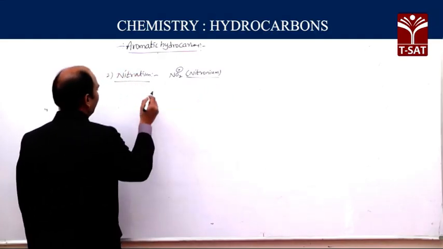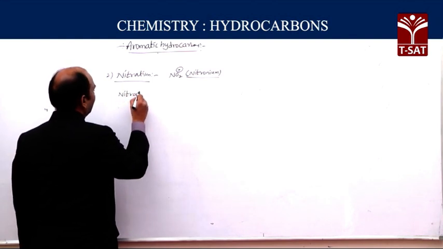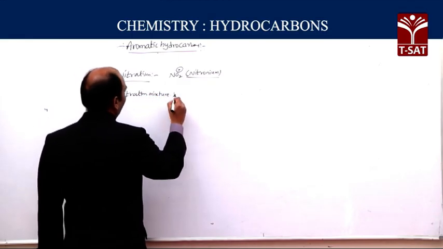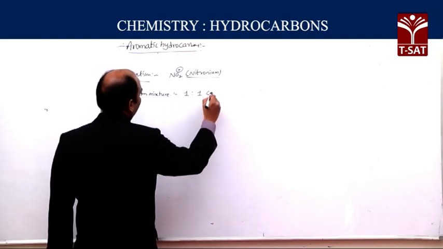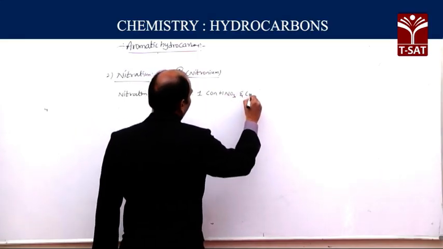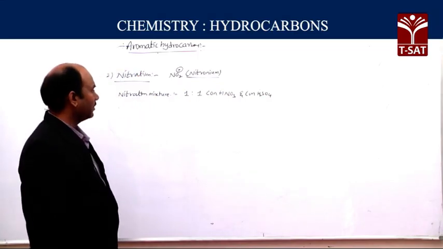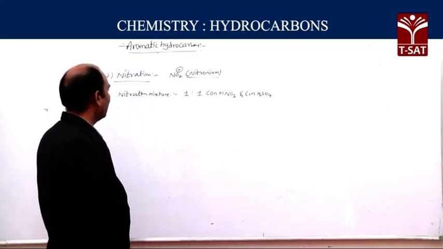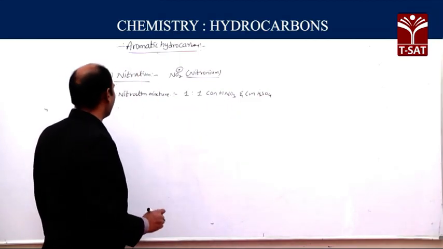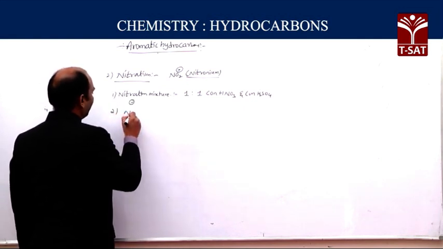For the generation of the nitronium electrophile, we use the nitration mixture. The nitration mixture is a 1:1 ratio of concentrated HNO3 and concentrated H2SO4. This nitration mixture produces the nitronium electrophile, or otherwise we can also use nitronium perchlorate.